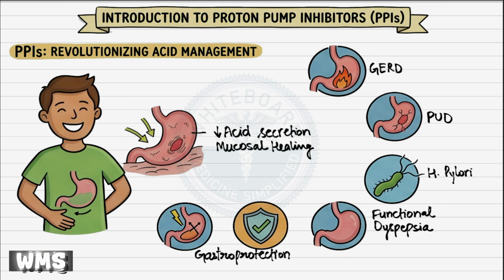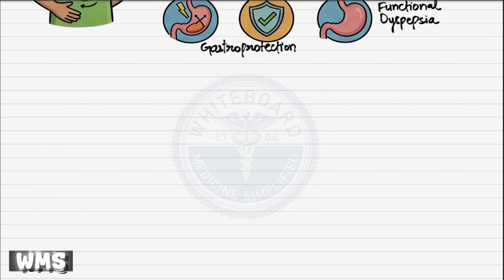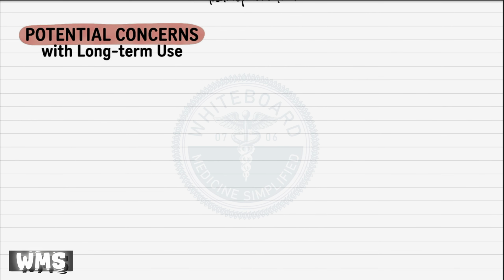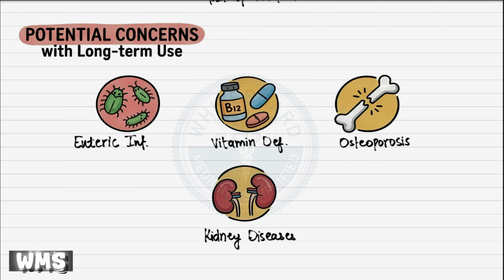However, despite their excellent efficacy and overall safety profile, long-term and sometimes unnecessary use of PPIs has become increasingly common, which has consequently raised concerns regarding potential adverse effects. Over the years, several observational studies have linked prolonged PPI therapy with complications such as enteric infections, vitamin and mineral deficiencies, osteoporosis-related fractures, kidney disease, and other long-term risks.